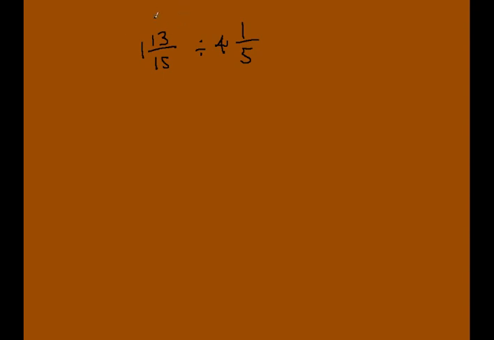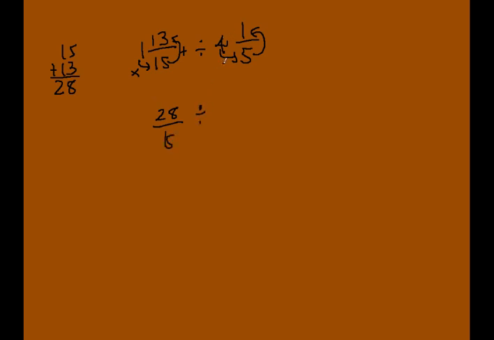Again, the rule doesn't change. Whenever you see a mixed number, change it to an improper fraction. Only when you're dividing and multiplying, not when you're adding or subtracting. So multiply this and add it to this. 1 times 15 is 15. 15 plus 13 is 28. And the denominator here, 15, stays the same.